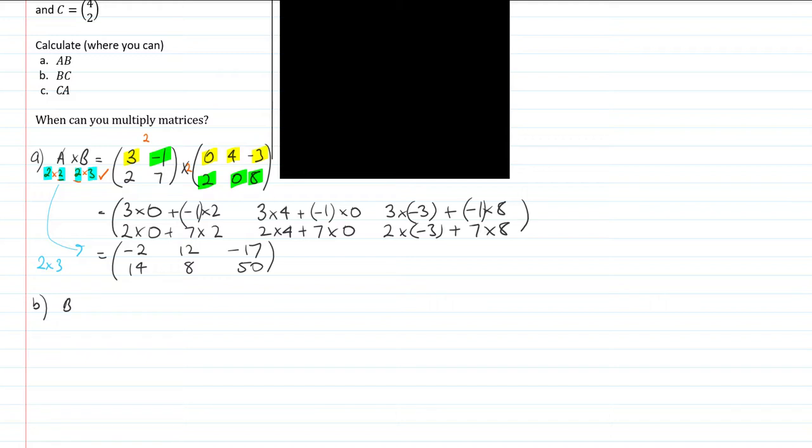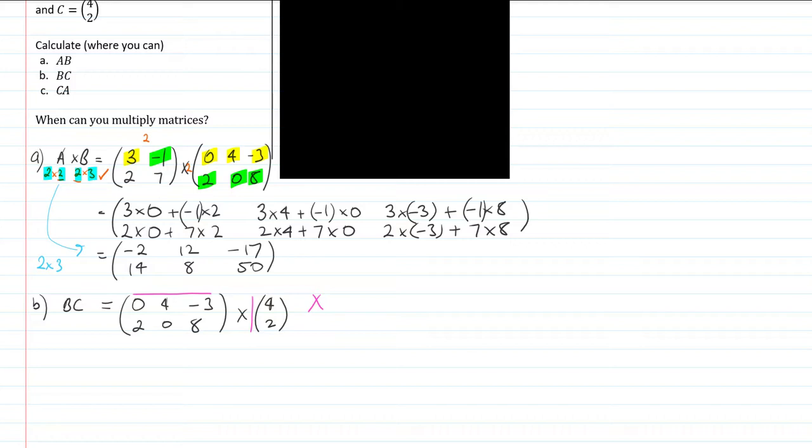Now let's go on to B and C, and I can tell you now it's going to be pretty quick, because B times C is 0, 4, negative 3, 2, 0, 8 times 4, 2, and we've got a dimension mismatch. 3 there, 2 there. So this won't work. We can't multiply them because the number of columns in the first one has to match the number of rows in the second one, and it doesn't.